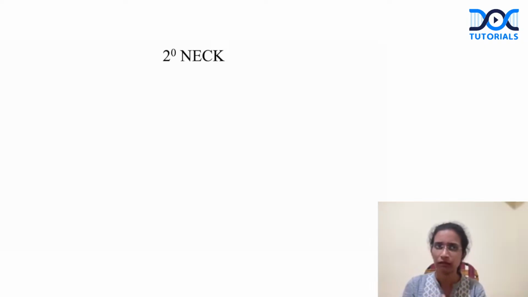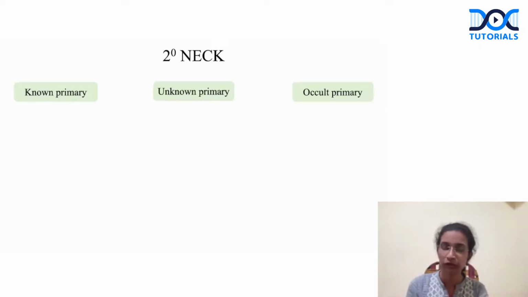So that completes the highlights of lymphoma. Now coming to the secondary neck. In the secondary neck, you have three headings. There is known primary, where you know where the primary is arising from, with just the clinical examination itself. And the second is unknown primary.